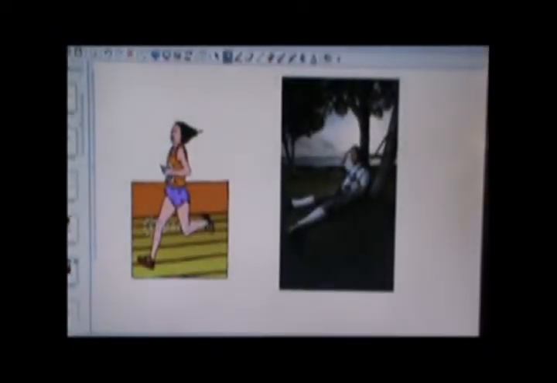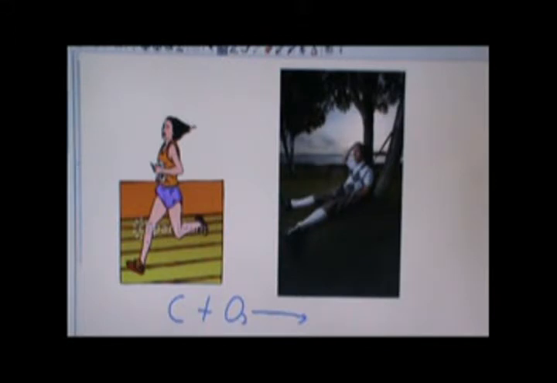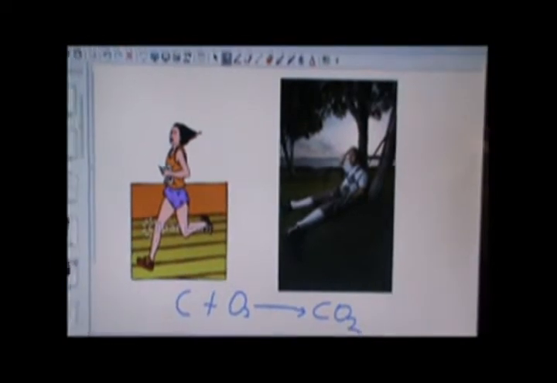Let's look at this athlete. When she's running, she feels heat radiating from her body. Even when she stops running, heat is still radiating from her body. That means bonds are being formed as she's running. Bonds are formed between carbon and oxygen. Carbon reacts with oxygen to form the carbon dioxide that this athlete gives out, and that leads to radiation of heat. And as she's resting here, heat comes out of her body.